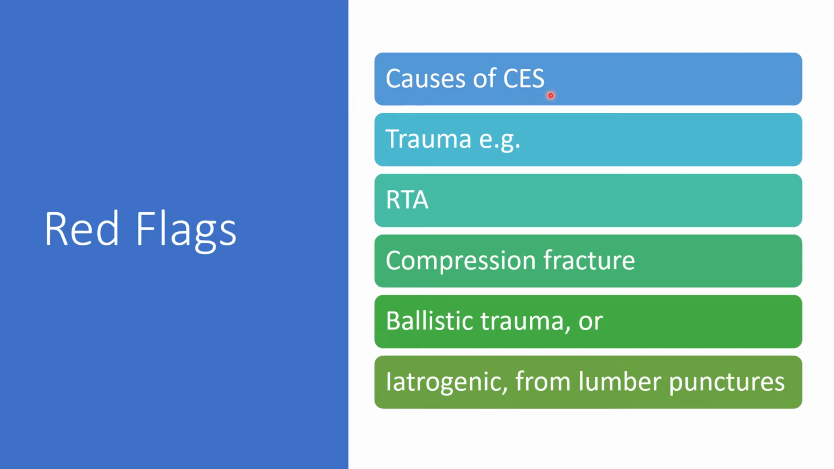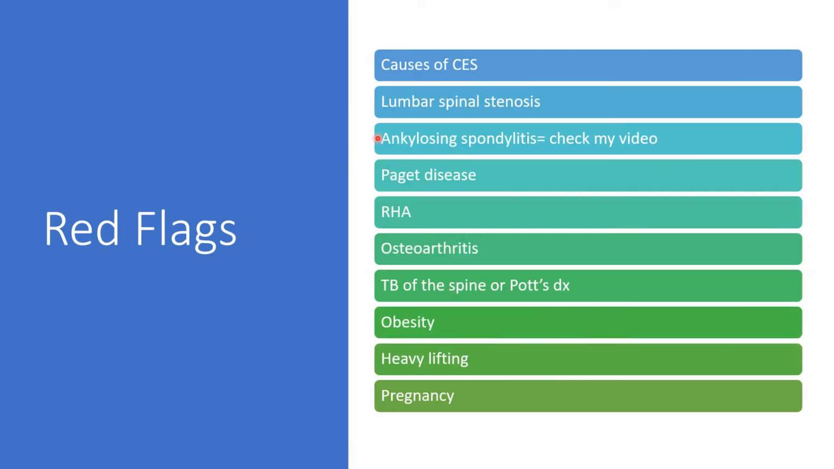The causes of Cauda Equina Syndrome will include trauma, like road traffic accident, compression fracture, ballistic trauma, or iatrogenic, particularly from lumbar puncture. It might also be lumbar spinal stenosis, ankylosing spondylitis. I've left a link earlier. I'm going to leave it again. Might be Paget disease, rheumatoid arthritis, osteoarthritis, TB of the spine or Pott disease, obesity, heavy lifting or pregnancy.